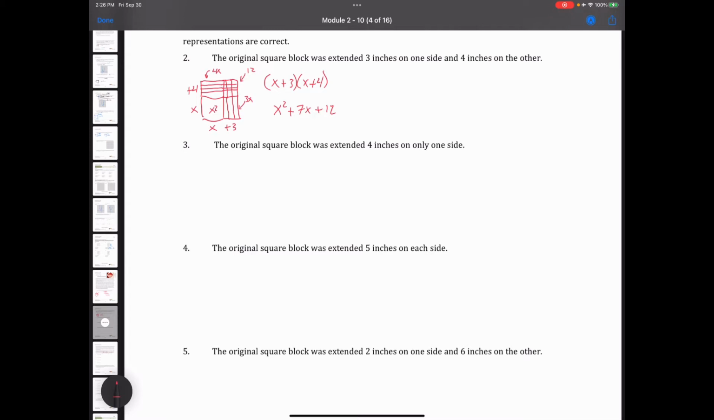So take this opportunity now to pause the video, try to work through 3, 4, and 5, and then you can come back to the video after a couple of minutes.